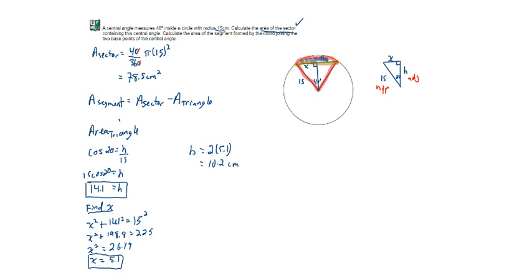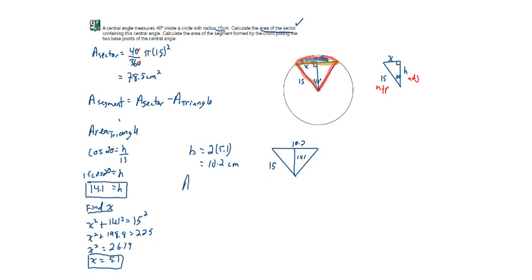So really what we have now, I'll just draw it out again so you can see what we're doing. We've got this triangle here. It is an isosceles triangle. We know that two of the sides on that triangle are 15. We know that the base is 10.2. And we know that the height is 14.1. So now we can find the area of that triangle.